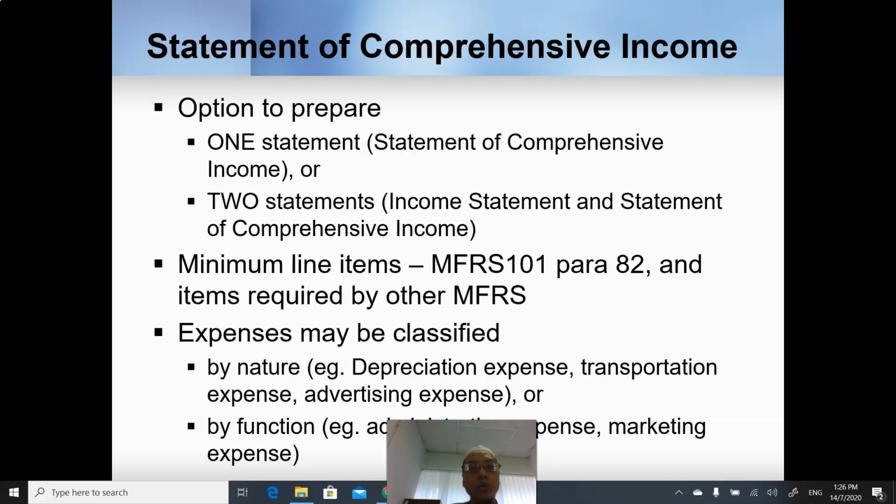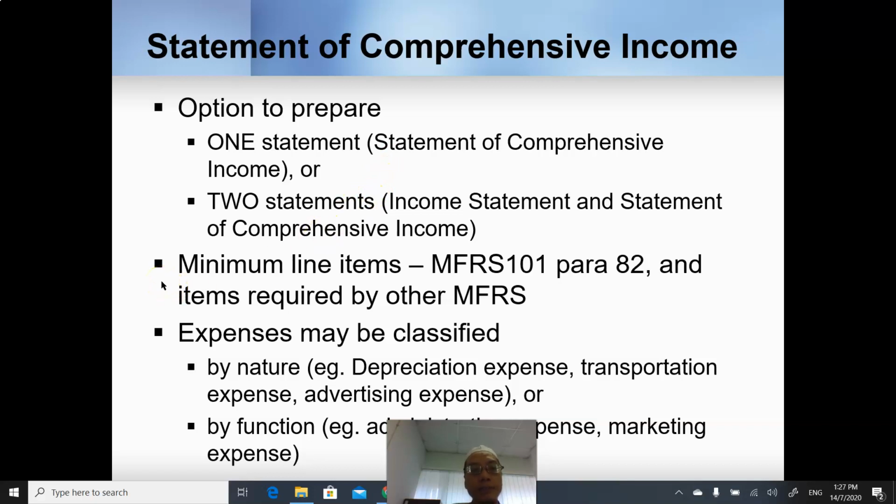If they choose the two statements option, they would have firstly the income statement, and secondly a statement of comprehensive income. So they will have two statements. So companies may choose to have one statement or two statements. Of course, if they choose the one statement, that one statement should include all the information from the two statements.